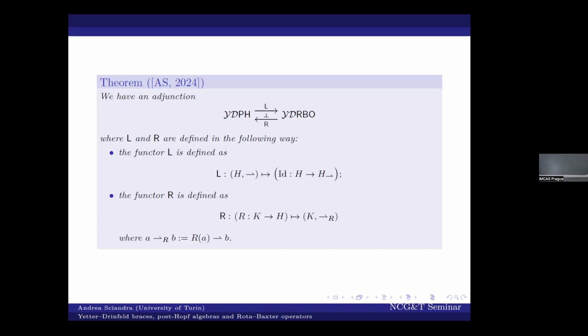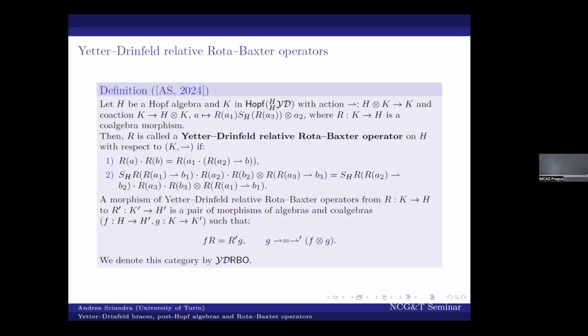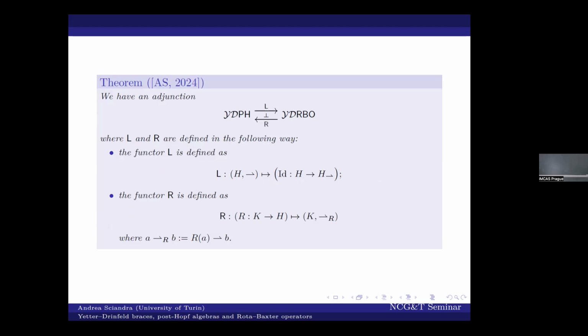So I recall to you that in the definition of relative Drinfeld Rota-Baxter operator, in fact, K is a Hopf algebra in the category of Drinfeld modules over H. So you have an action of H over K. And you just take the image through R and then use this action as a new post-Hopf algebra structure on the domain.